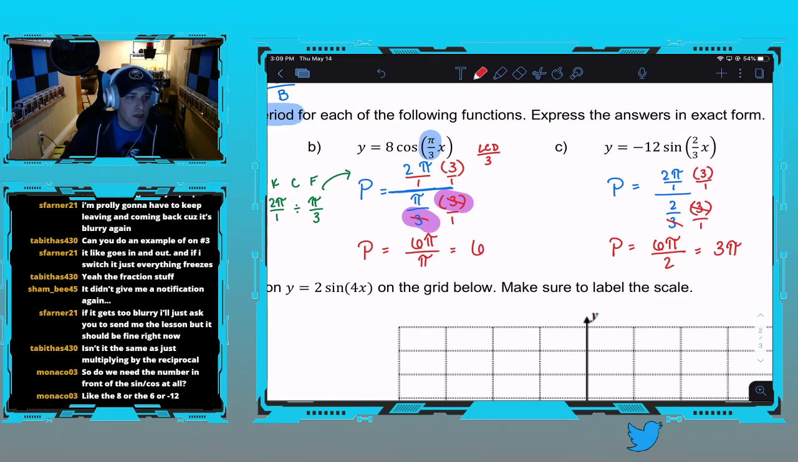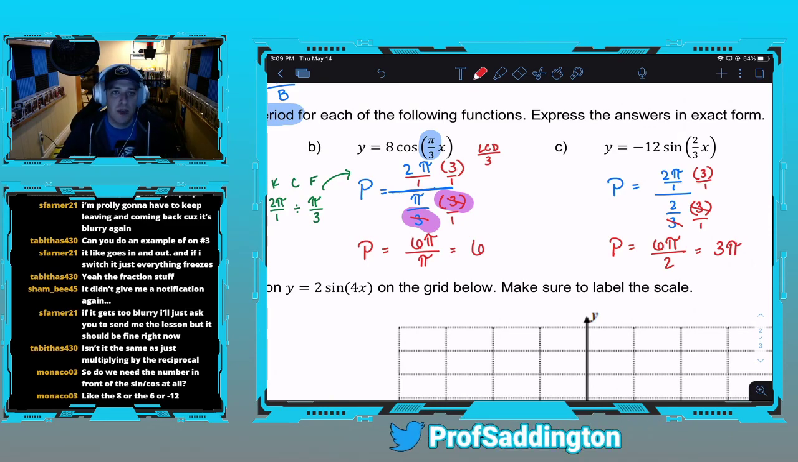Do we need the number in front? No. So Ella, the numbers that are out front, the 8, 6, and negative 12, that is just our amplitude. So that's going to tell us how high we go and how low we go. The period is asking where does the function stop? So if I ask for the period of a function, it's just saying, hey, where does the curve end? The leading number just is asking how high do you go and how low do you go?